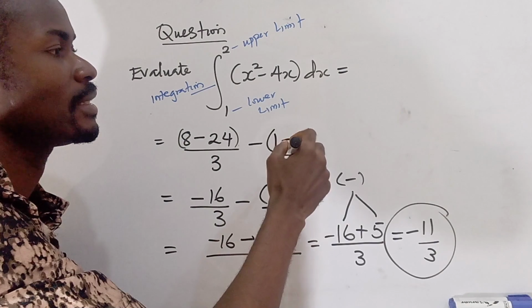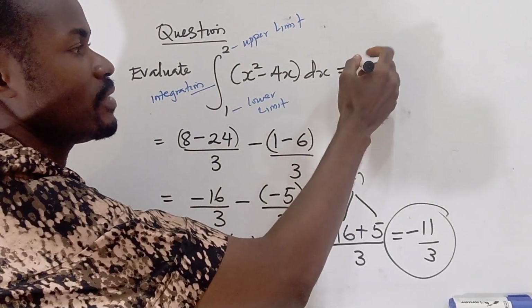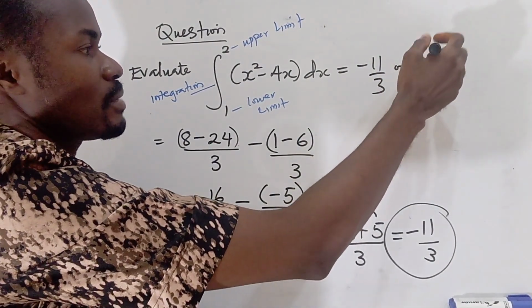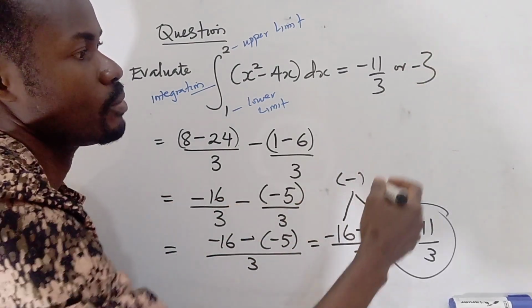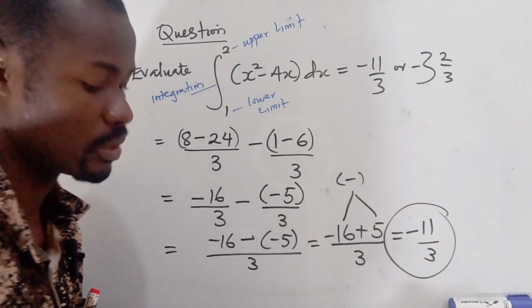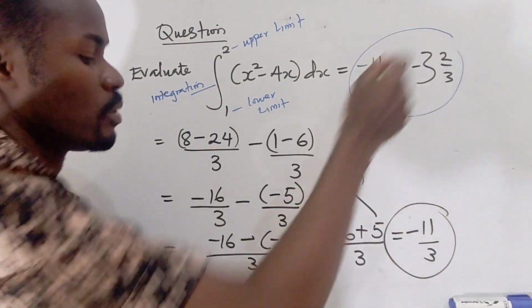So we have this, after inputting the upper limit minus the lower limit, we have it as minus 11 over 3. Or you can write your answer as minus 3 whole number 2 over 3. This is in mixed fraction. So any of these gives you the solution to this problem.